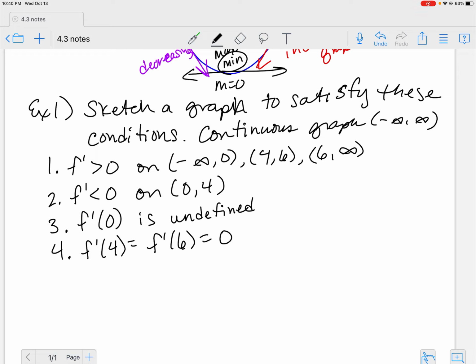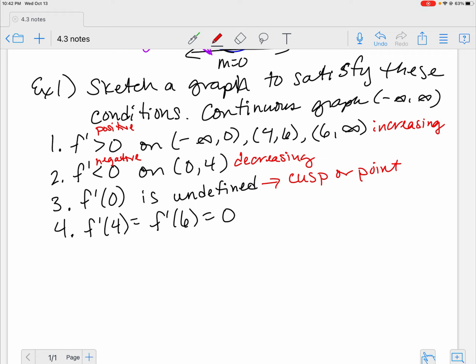If my derivative is undefined, what is happening at undefined? Remember what we talked about with our critical values? Now here's the kicker. It could be an asymptote, but what do we know up here? My graph is continuous, so it can't be an asymptote. So that means I need a vertical tangent. What happens when I have a vertical tangent? Yep, I have a cusp or a point. Remember, that's when my derivative is undefined. Okay, what happens when I have a derivative that equals 0?